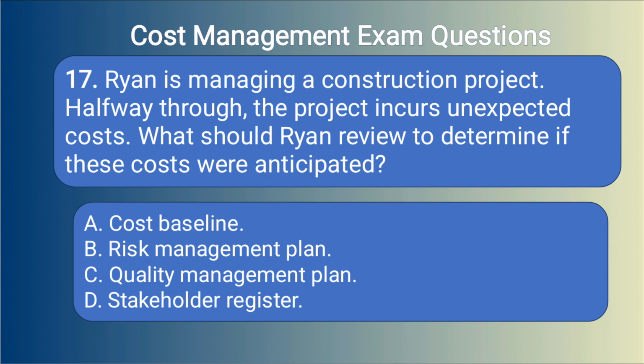17. Ryan is managing a construction project. Halfway through, the project incurs unexpected costs. What should Ryan review to determine if these costs were anticipated? A. Cost baseline. B. Risk management plan. C. Quality management plan. D. Stakeholder register.